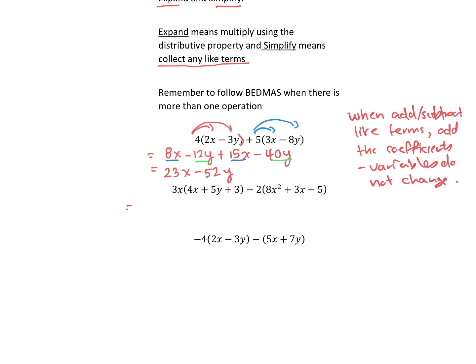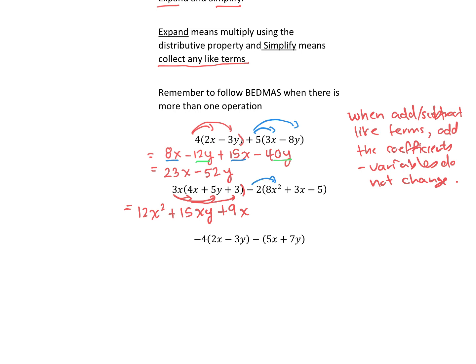Okay, in this one we've got 3x times 4x, so 3 times 4 is 12, x times x is x squared. We have 3x times 5y. 3 times 5 is 15. And then we have an x and a y, so we'll just write xy. And then we have 3x times 3. 3 times 3 is 9, and then we just have an x. So then the bracket is closed. We're done with that bracket. We go on to the next bracket.